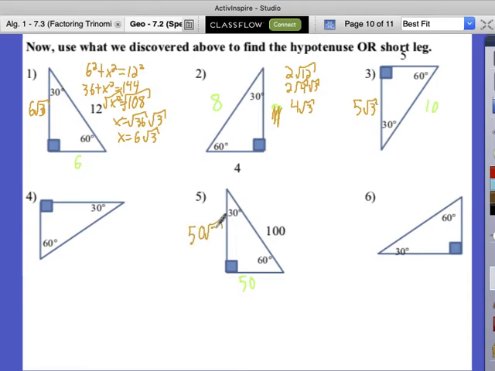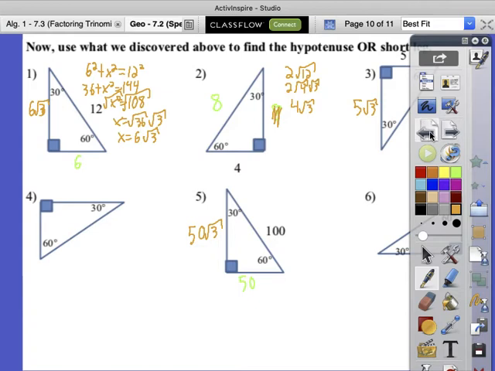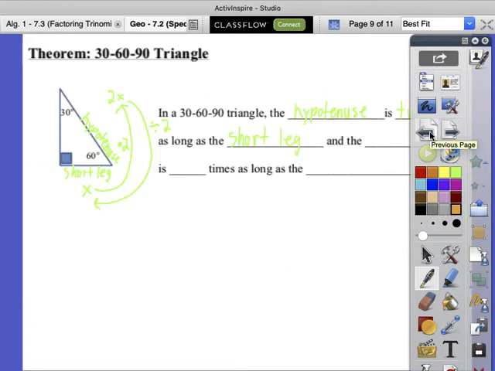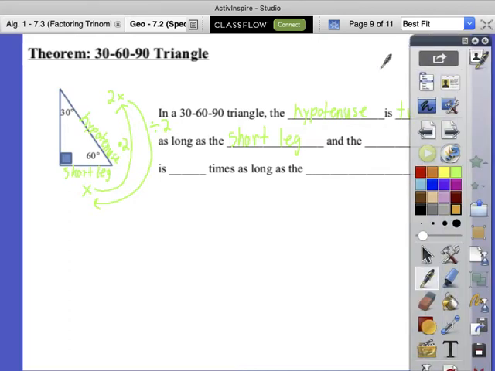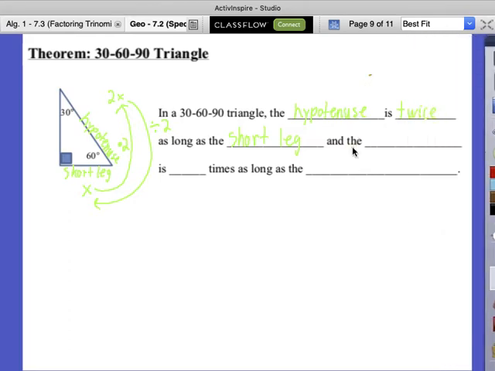Anybody notice a pattern here? The short leg times square root of 3. In all of these, it's just the short leg times square root of 3. So let's go back up a little bit. In a 30, 60, 90 triangle, the hypotenuse is twice as long as the short leg. And the long leg, we're going to call it the long leg. If we have a short leg, we have a long leg, which is square root 3 times as long as the short leg.